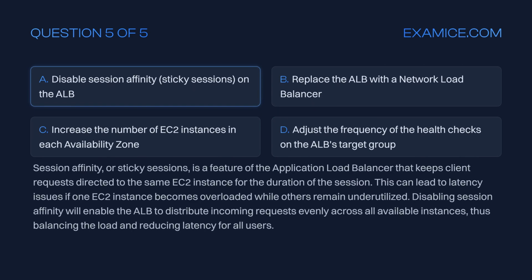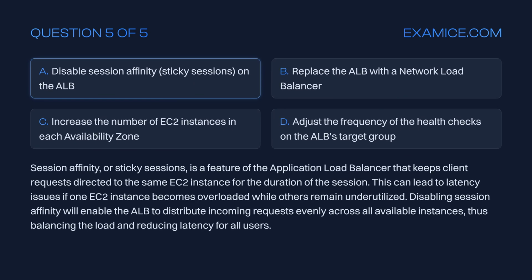The answer is option A. Session affinity, or sticky sessions, is a feature of the application load balancer that keeps client requests directed to the same EC2 instance for the duration of the session. This can lead to latency issues if one EC2 instance becomes overloaded while others remain underutilized. Disabling session affinity will enable the ALB to distribute incoming requests evenly across all available instances, thus balancing the load and reducing latency for all users.